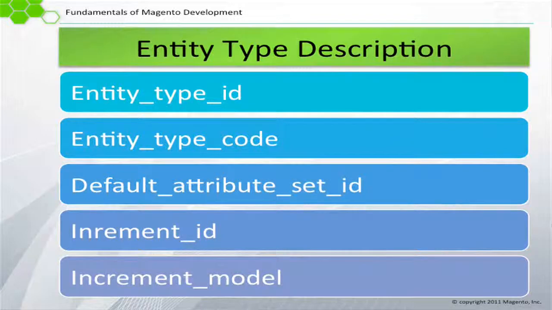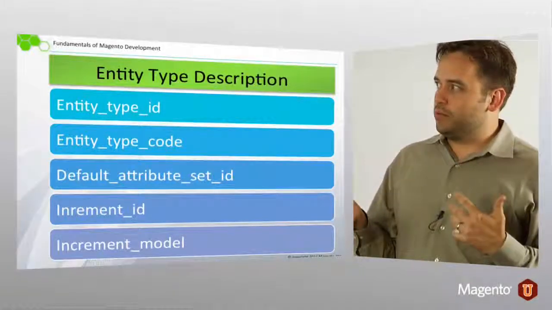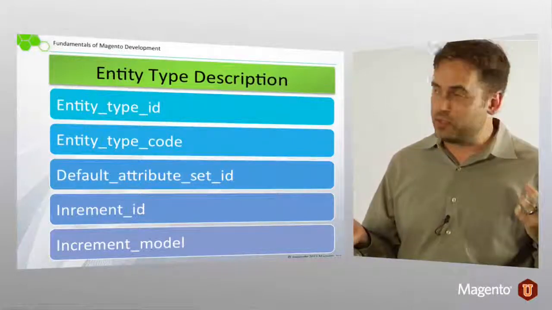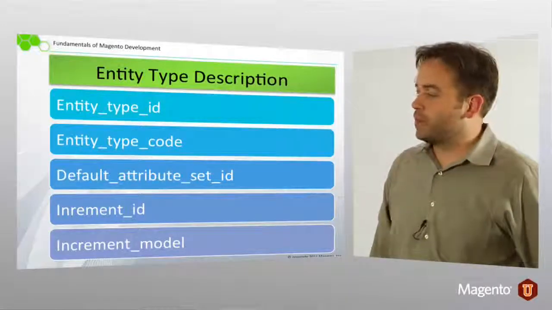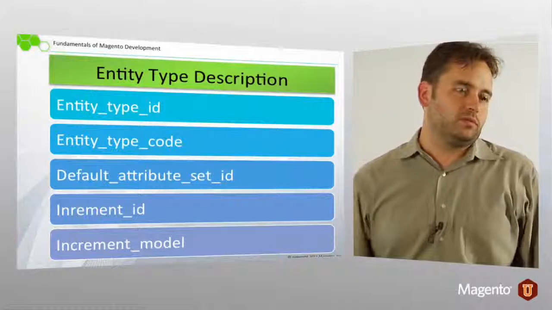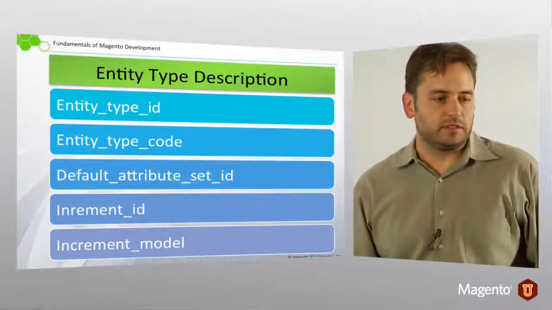And then abruptly shifting gears. So the entity type description, the EAV entity type table, we get our primary key, and then we get a code that we use as an identifier, and this we'll actually use in upgrade scripts. We can specify a default attribute set, and the current increment ID and a specific increment model. I don't think we'll have time to look at that.